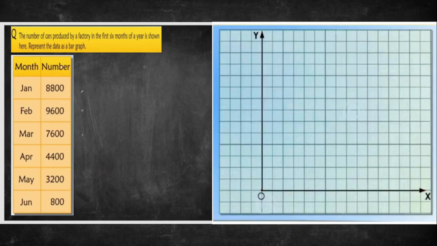On the y-axis we are representing numbers. What numbers? Cars produced by a factory. So on the y-axis we will write number of cars. Now on the x-axis, as we have written months, we will mention January, February, March, April, May, June, right?